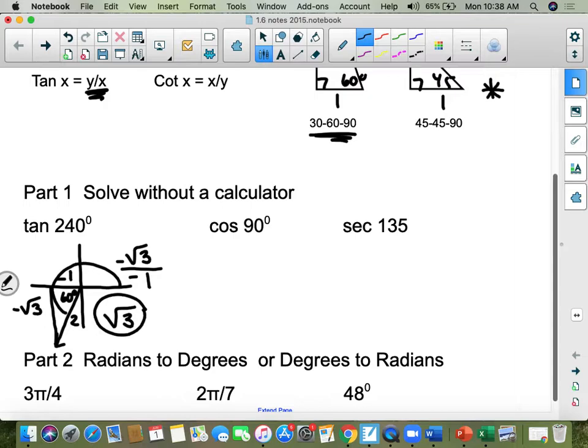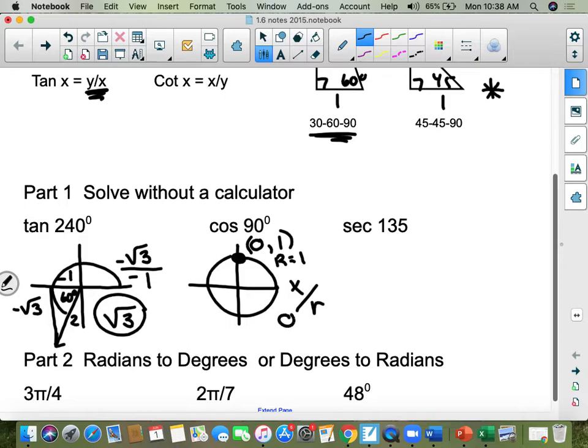What is the cosine of 90 degrees? Well, 90 degrees is right here. This does not make a triangle. This point here is called 0, 1. The radius of this is also 1. The formula for cosine is x over r. Well, my x is 0 and my r is 1, which gives me 0.